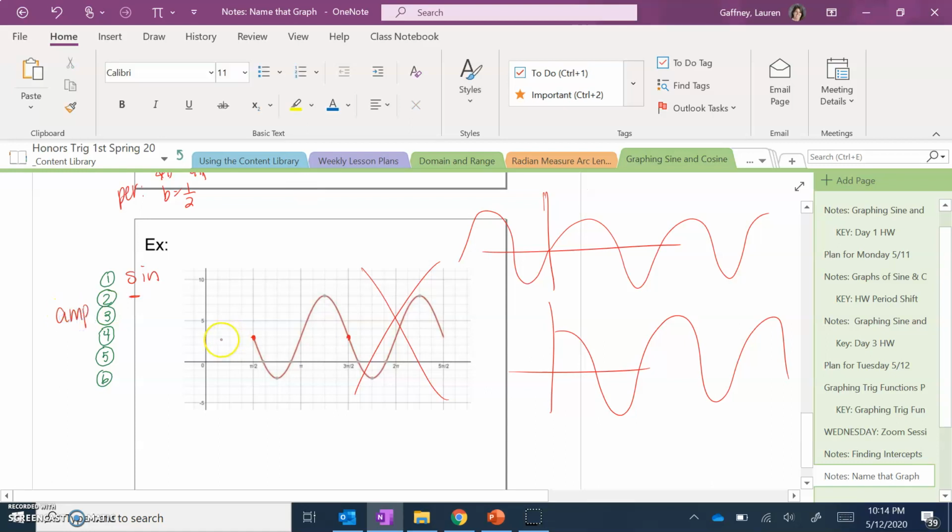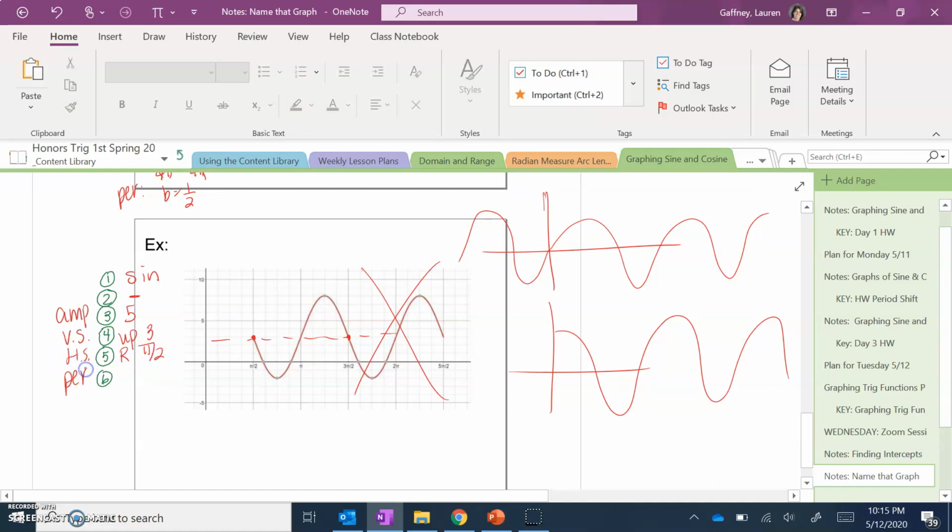All right, let's find that center line. So this is 1, 2, 3, 4, 5 units from the center line to the peak. So my amplitude is 5. Okay, my vertical shift, I can see from that center line, is moved up 3. And my horizontal shift is right pi over 2.